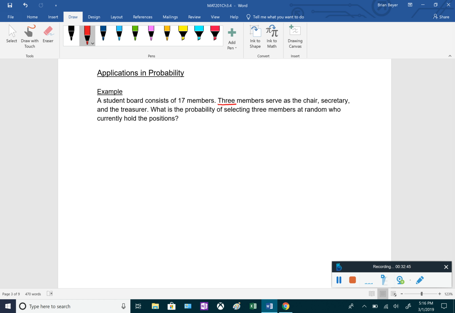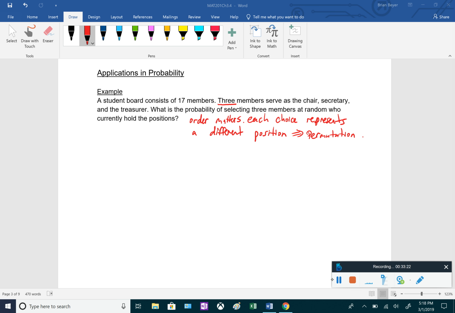So you walk into a room, there's 17 people there, and you want to know what's the probability of correctly choosing who the chair is, who the secretary is, and who the treasurer is. One thing to realize first here is that the order actually matters for this one. The order matters because each choice represents a different position. So the chair is not the same as the secretary, which is not the same as the treasurer. So since the order matters, this is going to be a permutation.